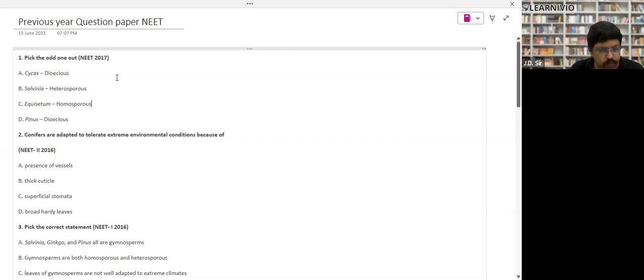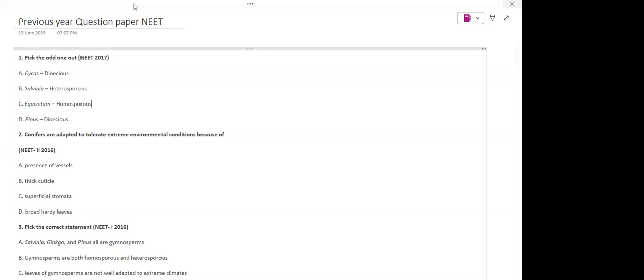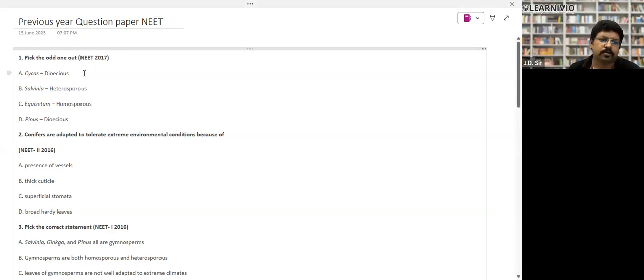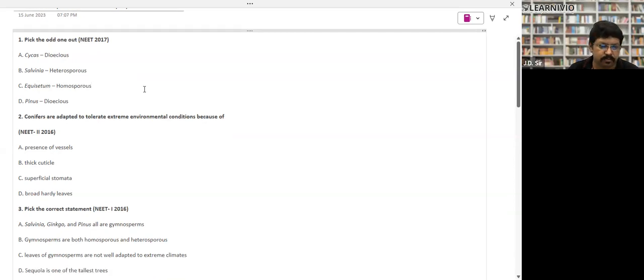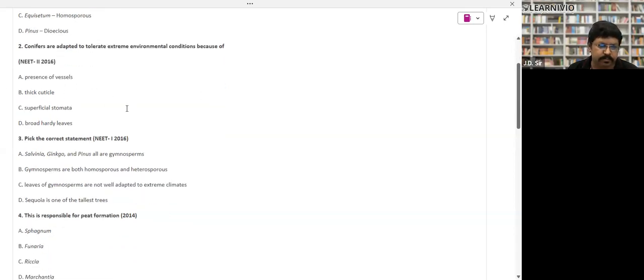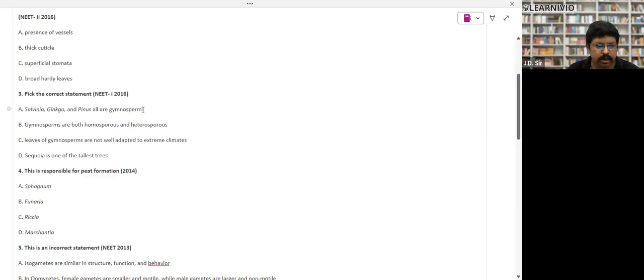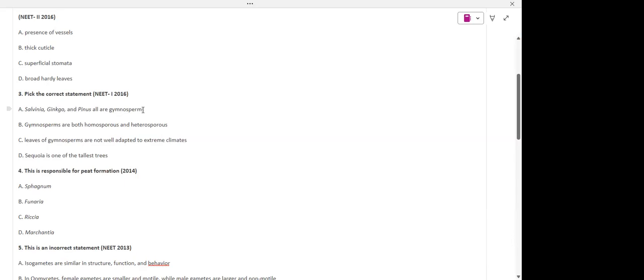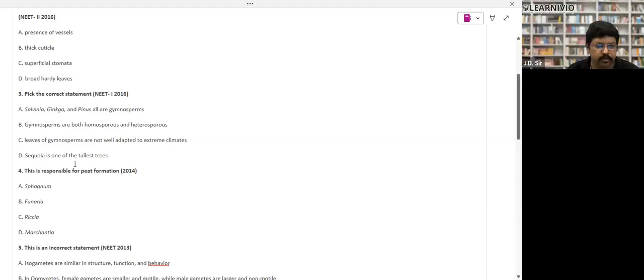Look, pick the odd one. What will be the answer? C. What about cycas, dioecious or monoecious? Male and female plants are separate. Conifers are adapted to tolerate extreme environmental conditions because of... B, very good. Third one? D. Sequoia is right, very good.